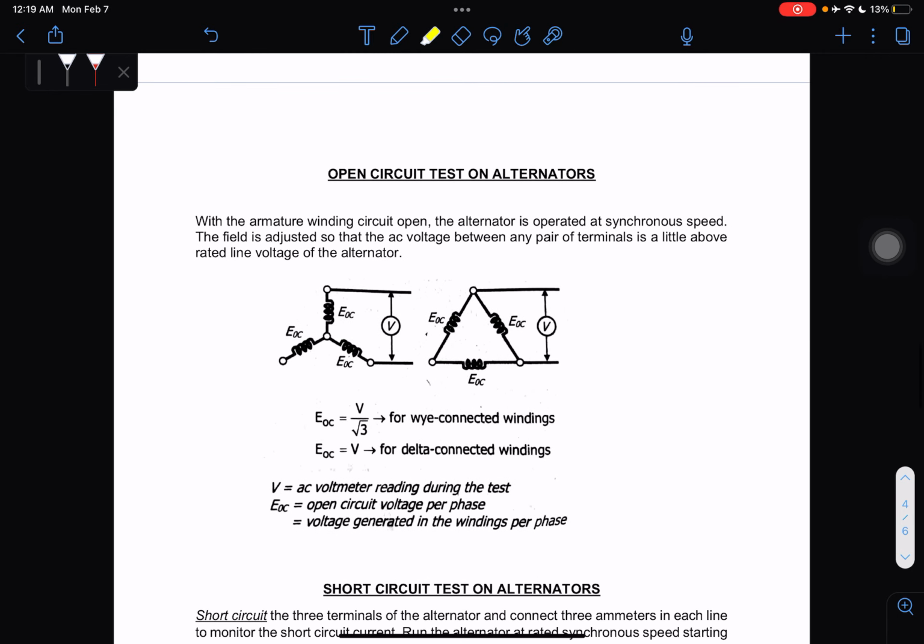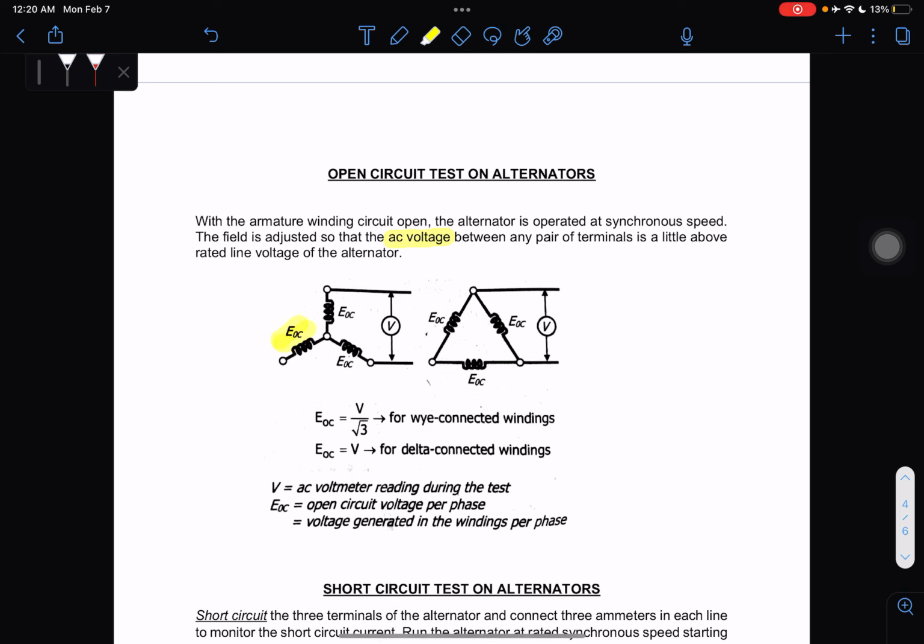And next, we have open circuit tests on alternators. With the armature winding circuit open, the alternator is operated at synchronous speed. The field is adjusted so that an AC voltage between any pair of terminals is a little above the rated line voltage of the alternator. Here is our diagram for open circuit tests in Y connected.